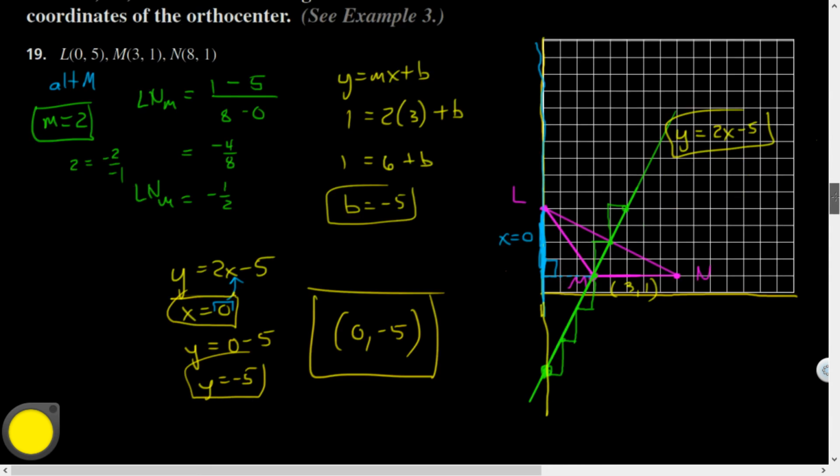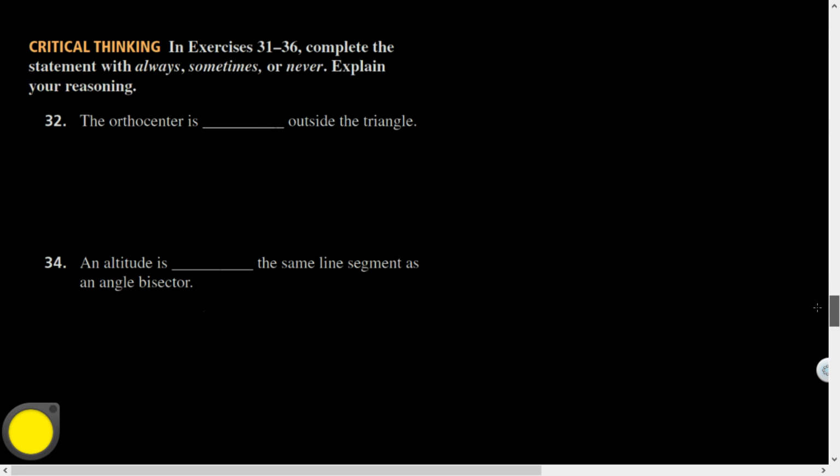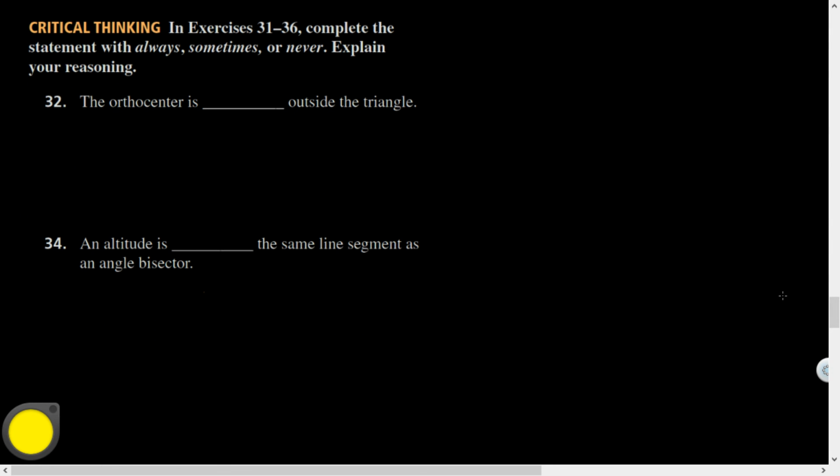Let's cruise on down to the last couple problems I wanted to look at. Complete the statement with always, sometimes, or never. So when I'm thinking about this, I want to think about different cases and then also maybe counterexamples or situations that when these apply. Let's see. The orthocenter is blank outside the triangle. What do you think? Always, sometimes, never. We're going to say sometimes.